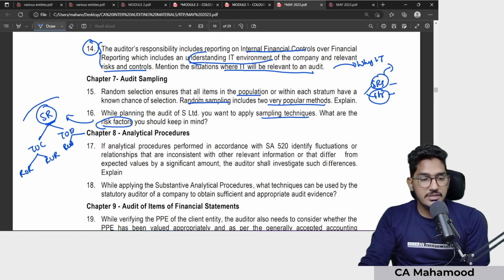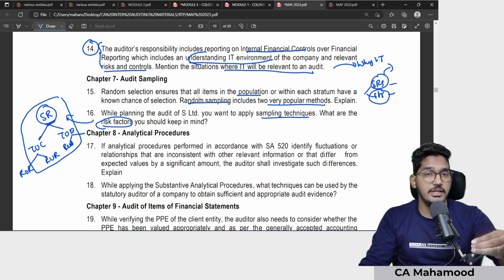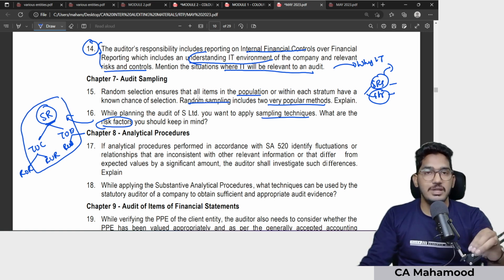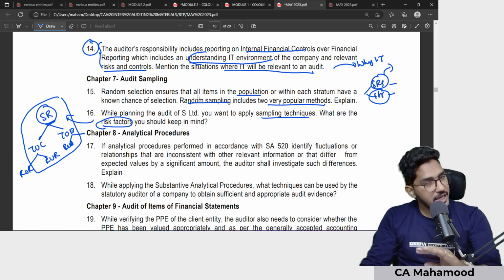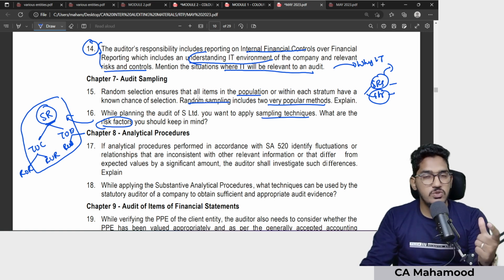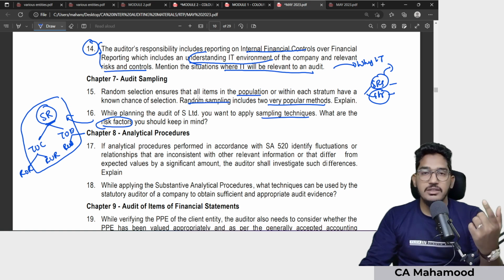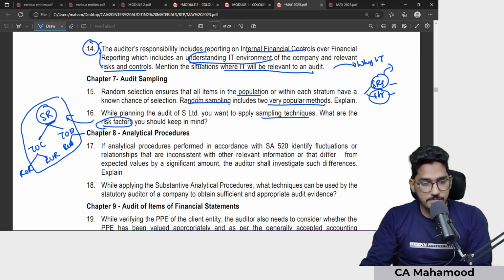So that sampling risk related question you have to write here. If they ask you what are the risk factors related to sampling, or if they ask you what is sampling risk and its impact, everything remains the same. You have to write about sampling risk and its impact on test of details and test of controls.